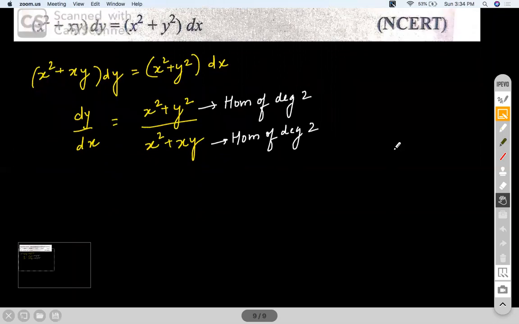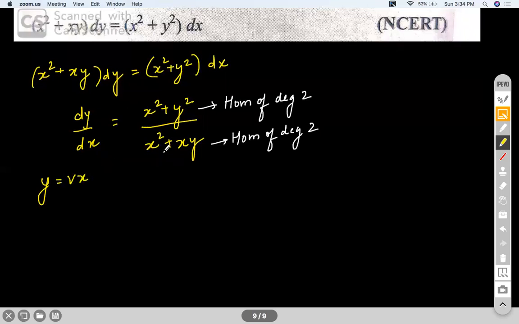Now, what do we do in this case? You can directly make use of the substitution, right? Many people convert it to a function of y by x, but you can directly substitute y is equal to vx in the present form. But remember to do the following things. v is also a variable just like your x and y.